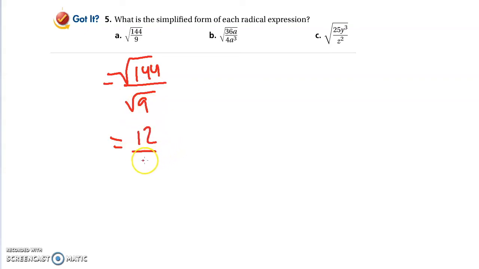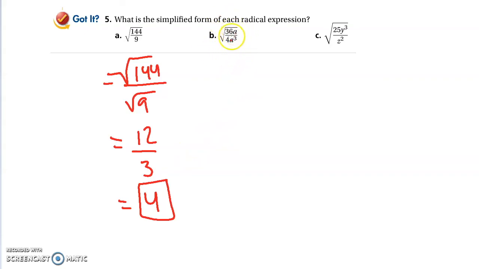Got It Question number 5 has a couple of interesting problems. The first one's not too bad. If I want to simplify the square root of 144 over 9, I can split it up into 2 different square roots: the square root of 144 over the square root of 9. The square root of 144 is 12. The square root of 9 is 3. And 12 divided by 3 is 4. Simplify as low as you can go. All right, easy enough? Cool.